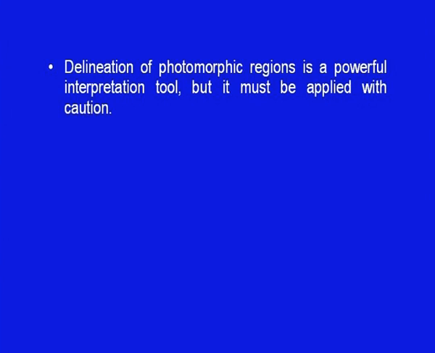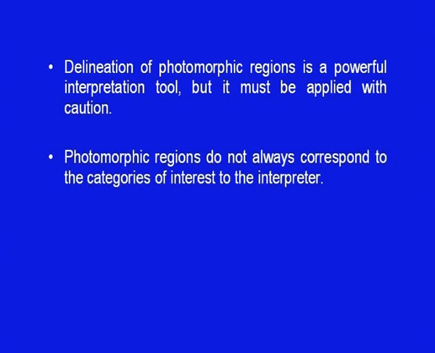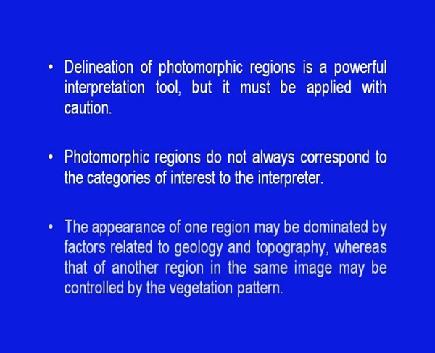Delineation of photomorphic regions is a powerful interpretation tool, but it must be applied with caution. Photomorphic regions do not always correspond to the categories of interest to the interpreter. The appearance of one region may be dominated by factors related to geology and topography, whereas that of another region in the same image may be controlled by vegetation pattern.